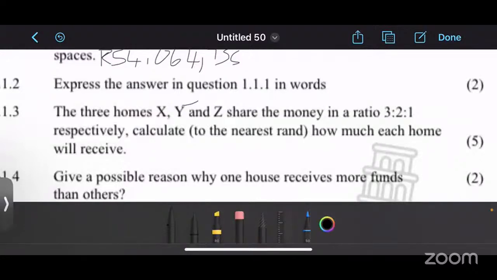Okay. And then they say the 3 homes X, Y, Z share the money in ratio 3 to 2 to 1 respectively. Calculate to the nearest rand how much each home will receive. So home X is going to be receiving 3 times what Z is going to be receiving, and Y is going to be receiving 2 times the amount of money that Z will be receiving. Calculate how much X, Y, and Z will be receiving in terms of rands. How are we going to do that?